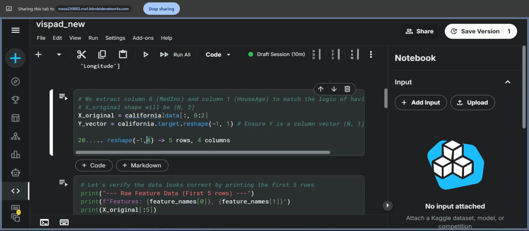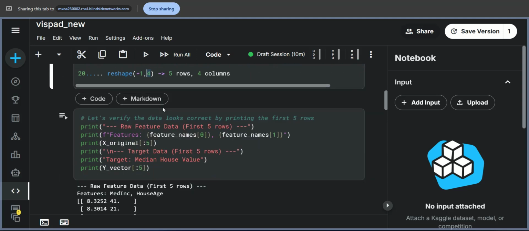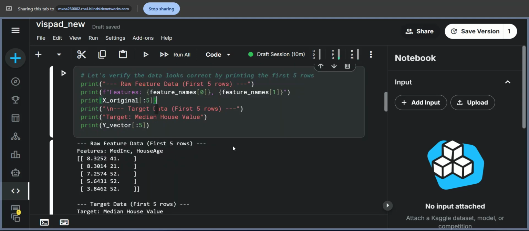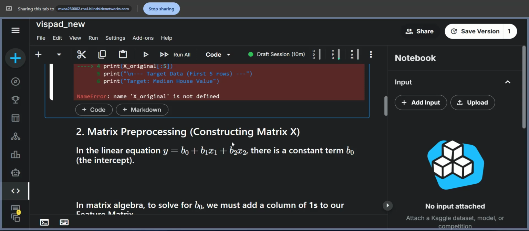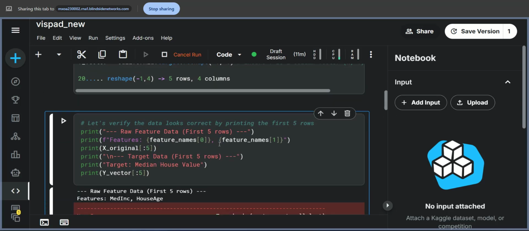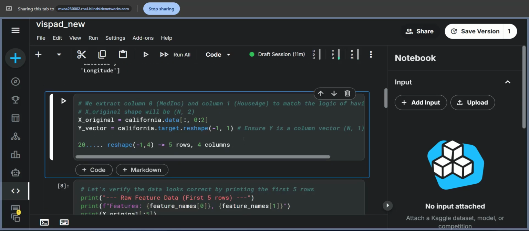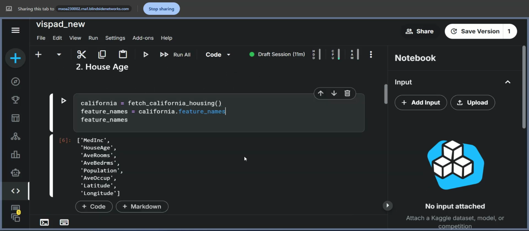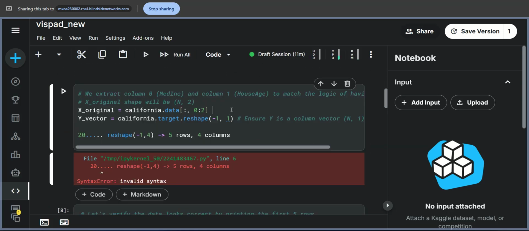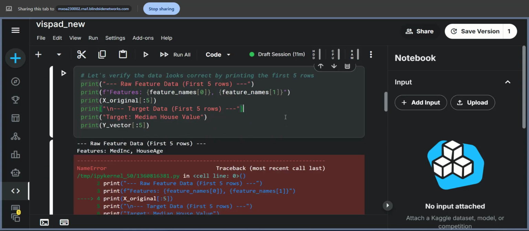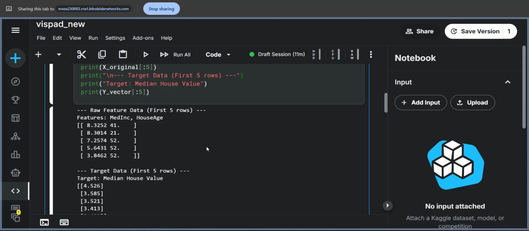So here we've been able to get the features, and then we're also able to get the targets in their respective vectors or matrices, right? So you can see the features.